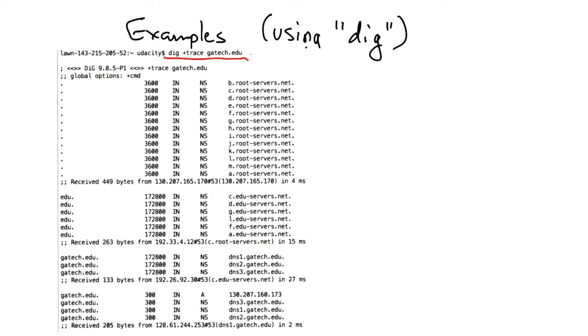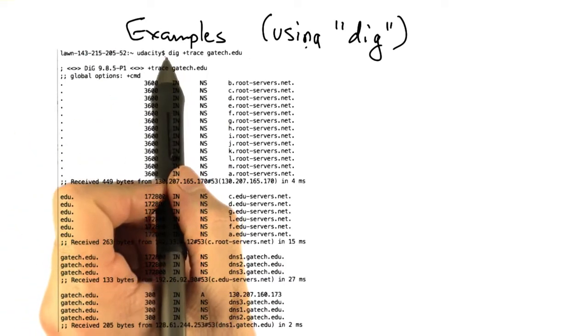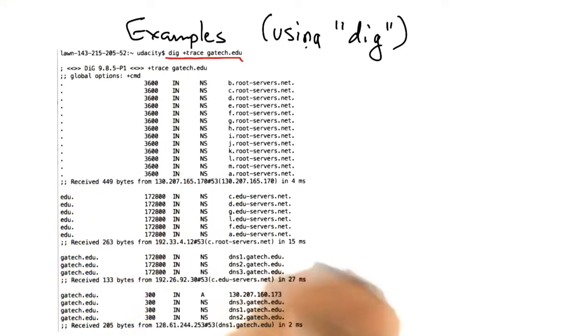Let's put everything together now by looking at a trace of an entire lookup. Now, in the examples before, we didn't get to see the full lookup hierarchy because we issued a recursive query. But let's suppose that we wanted to see every step of the DNS lookup process. You can do this by using the trace option in Dig.